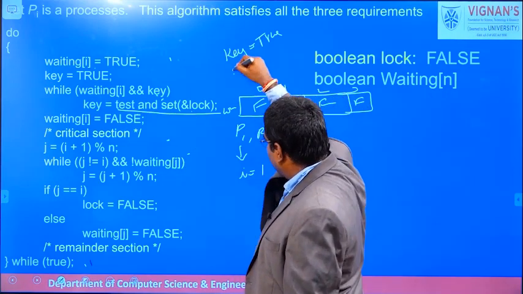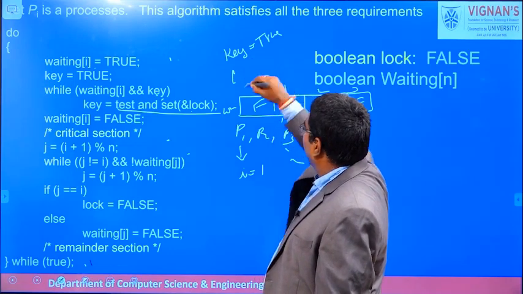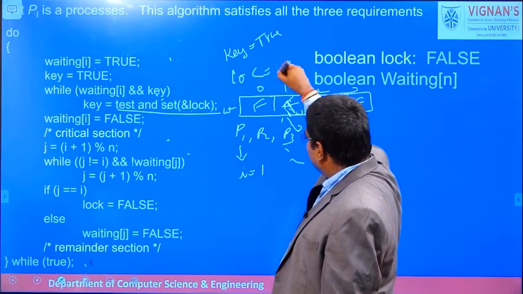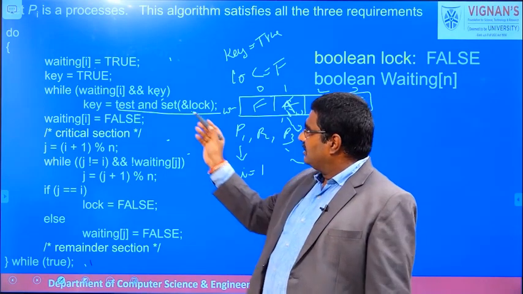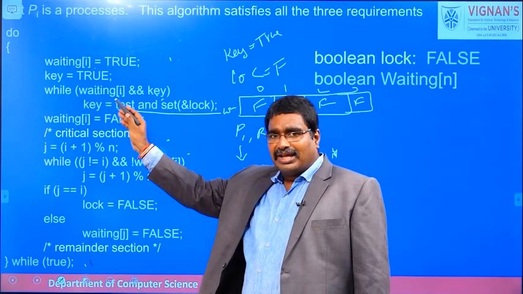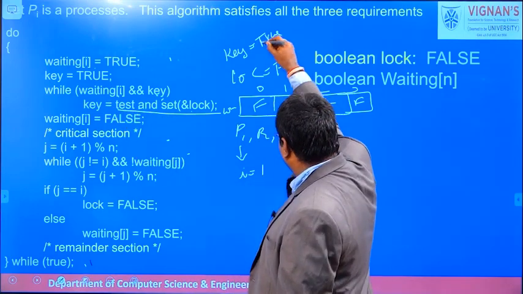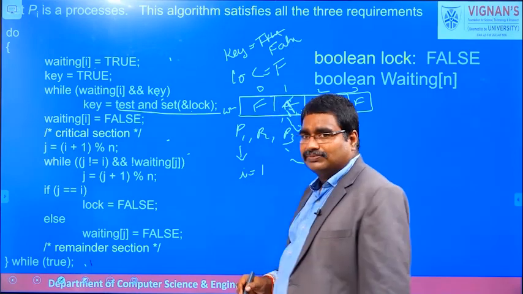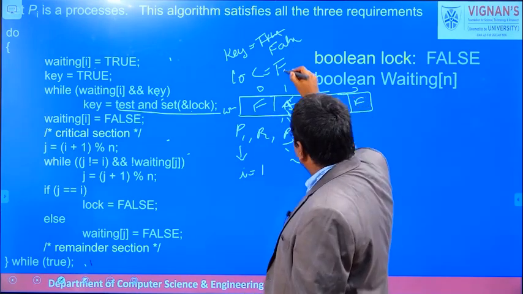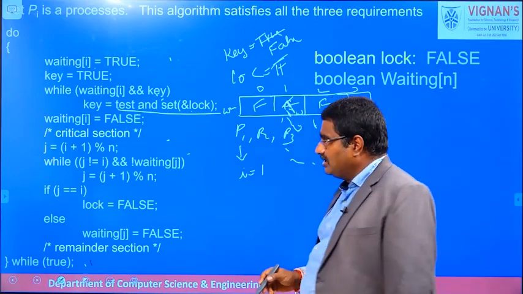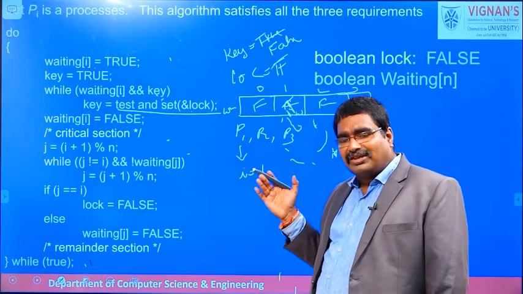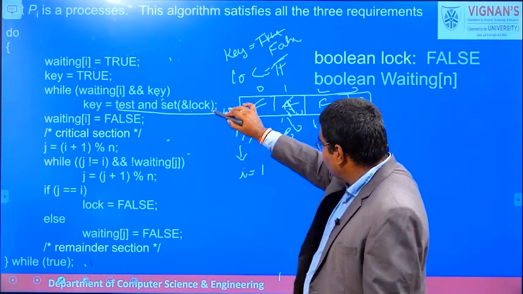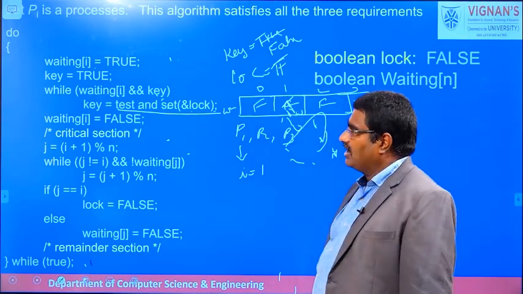Already we know that lock is a global Boolean variable and its initial value is false. For that reason the test and set function returns the false value. So the key value, previously true, is changed to false, and the lock value is changed to true, because the test and set function returns whatever value exists in the lock and assigns true to the lock variable. So after execution of this statement, the key value is false and the lock value is true.